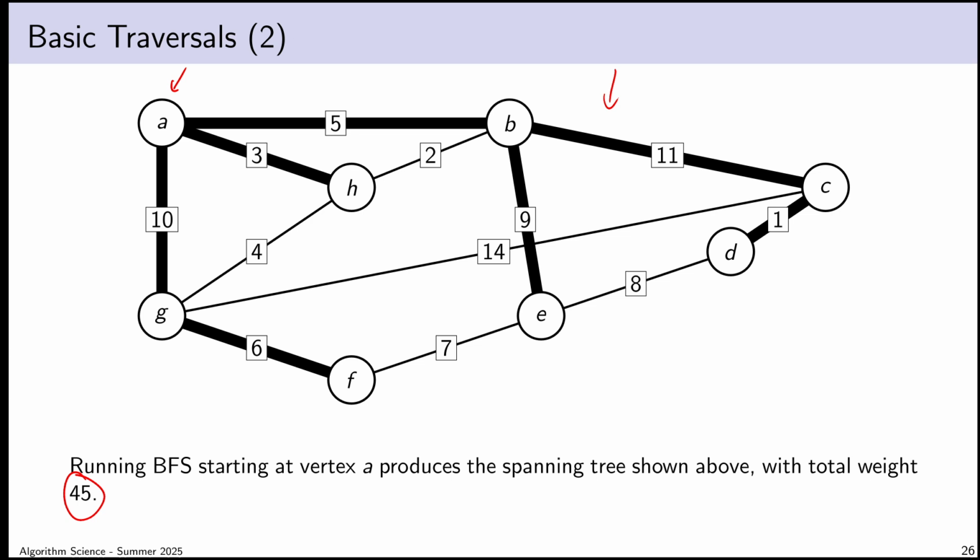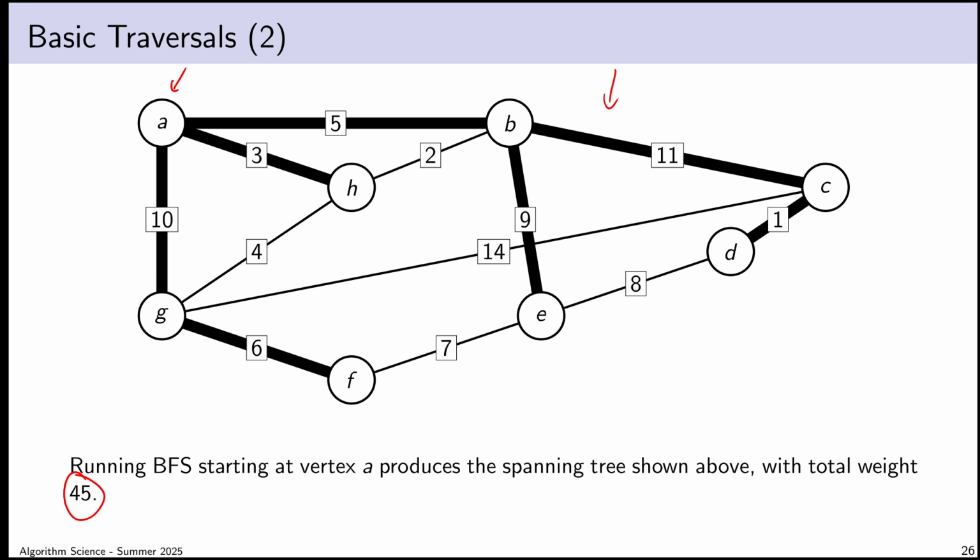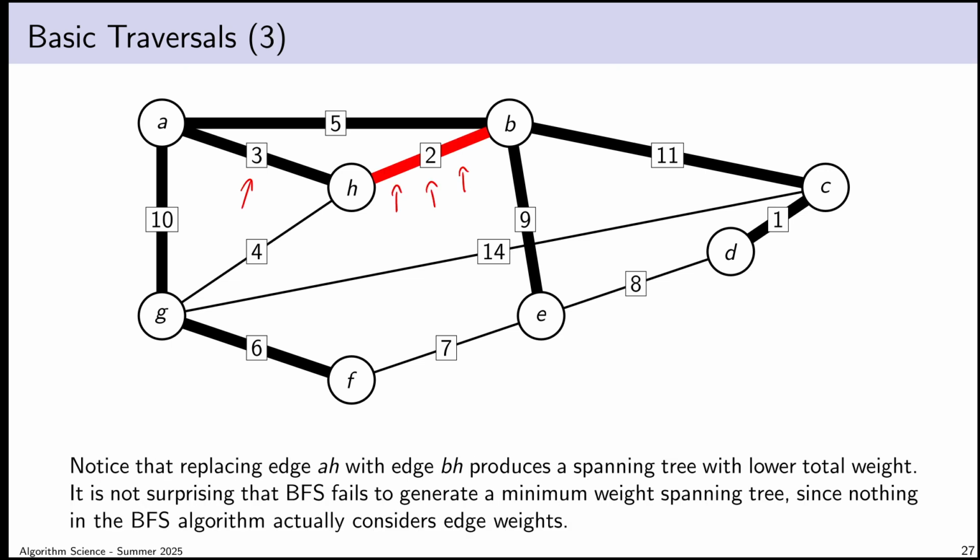So I've got one with weight 45. What I can observe, though, is if I take edge AH and I get rid of it, and I add edge BH instead, notice how I still have a spanning tree. So I've deleted one edge and then reconnected the tree by adding another edge. The edge that I deleted cost 3, and the edge that I brought in cost 2, which means I saved 1 by bringing in this edge instead. In other words, this tree here with weight 45 can't be minimum because I have a way of constructing one with smaller total weight. Okay, so that means BFS didn't help us.